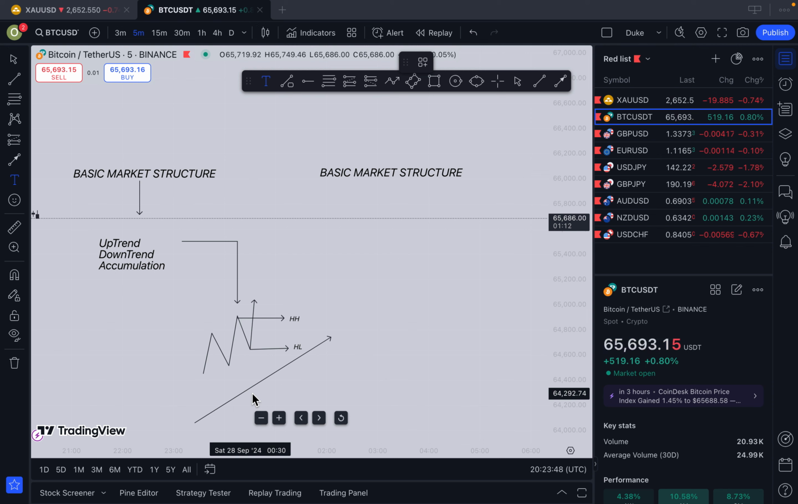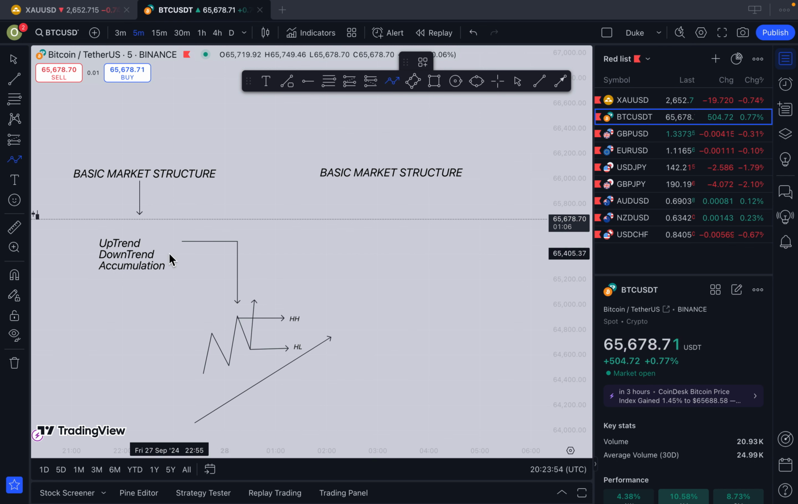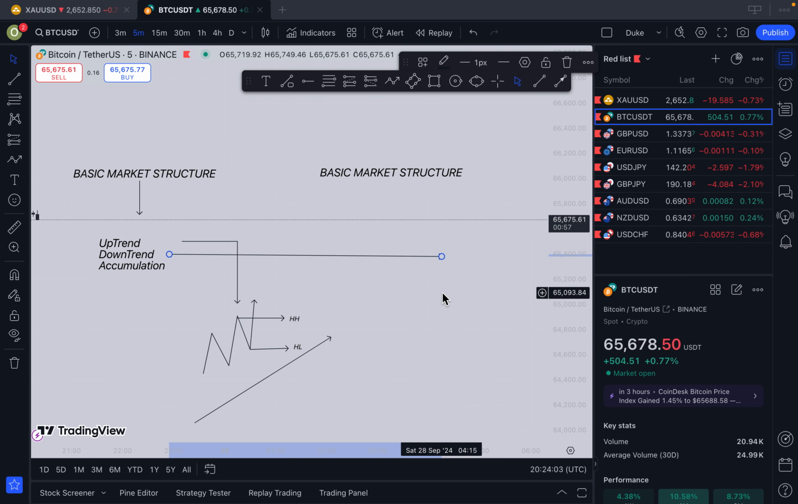Should I use that terminology now? Okay, let's focus on downtrend. Let me not confuse you guys. Let's focus on downtrend. I hope this thing is not messy on your part.